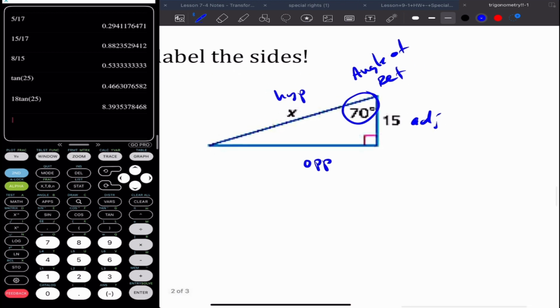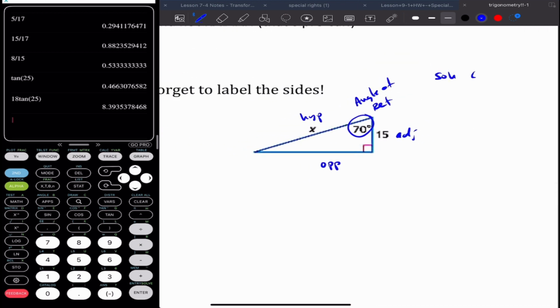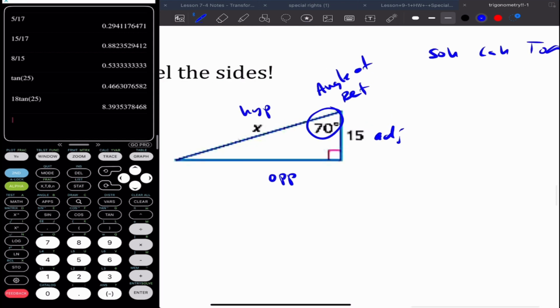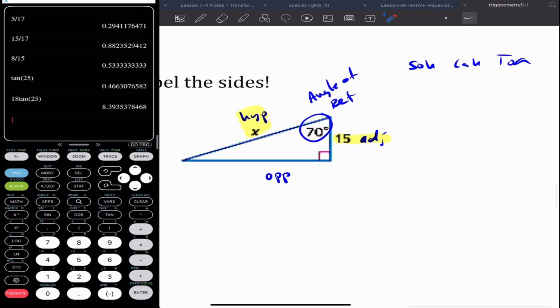Okay, so let's write SOH CAH TOA, and then highlight the given information. So we have 15, that's adjacent, and then we have x, that's hypotenuse. So which one do I use? Which one has the adjacent and hypotenuse ratio? CAH, which means it's cosine of 70 is equal to adjacent over hypotenuse, not hypotenuse over adjacent. You need to make sure that you are following the order. Adjacent first, then hypotenuse. So 15 over x.